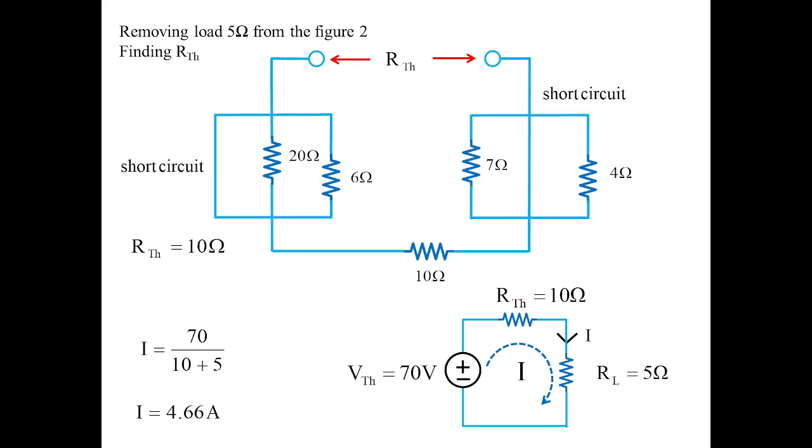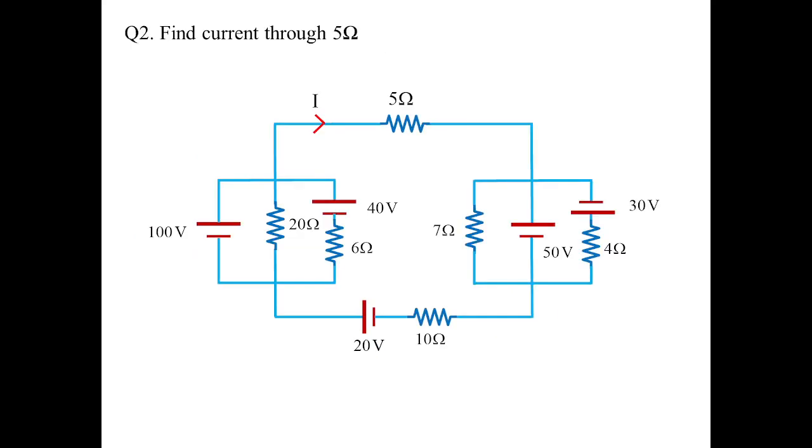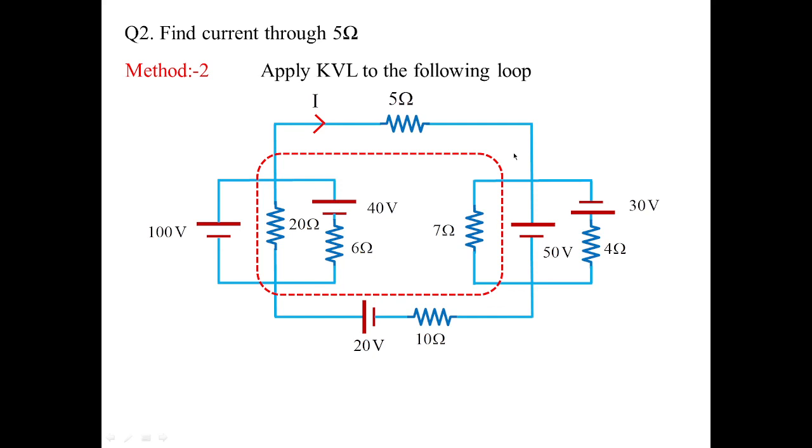Whatever answer we got, that is the calculation of current in 5 ohms using Thevenin's theorem, let us cross-examine with some other method. Now I'm going to apply mesh analysis. This is the mesh I have selected. Actually, you can see this is a series circuit, and in between the series circuit you have the parallel circuits. The parallel circuits are dominated by the voltage sources. So I'm going to apply KVL to this loop.